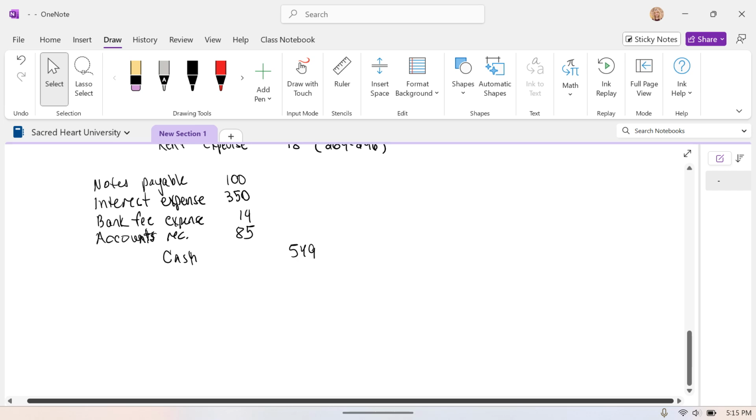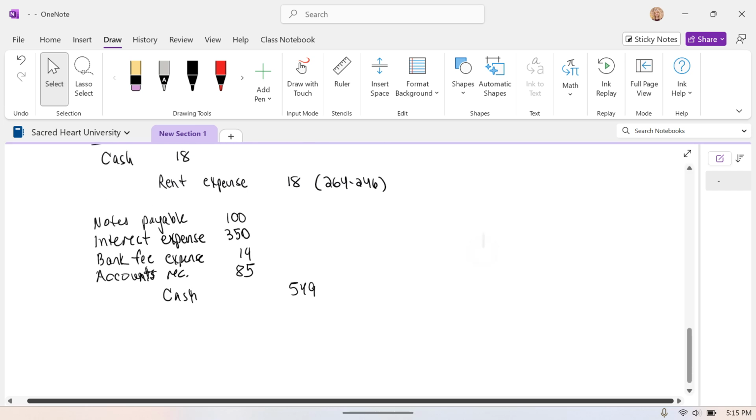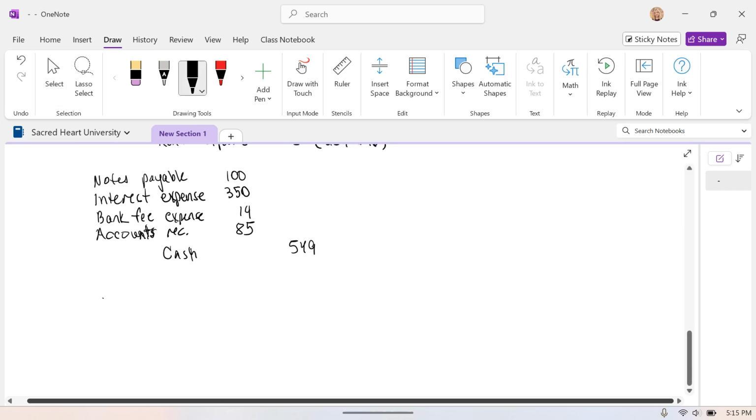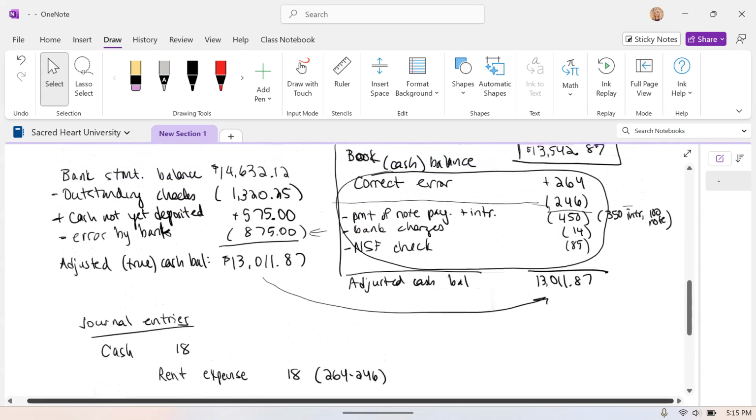Item 3 asks, what would the company report as cash and cash equivalents in the current asset section of the balance sheet? So what's in our cash and equivalents? Well, first of all, it's going to be the bank statement balance or the checking account balance, which we were given as 13,011.87. We weren't given that. We figured that out here.